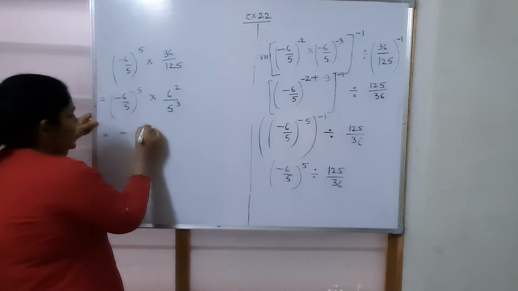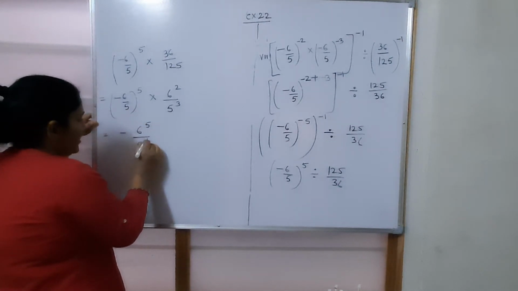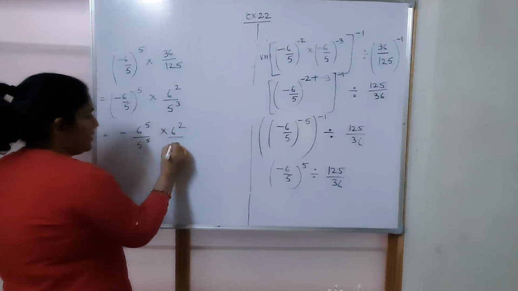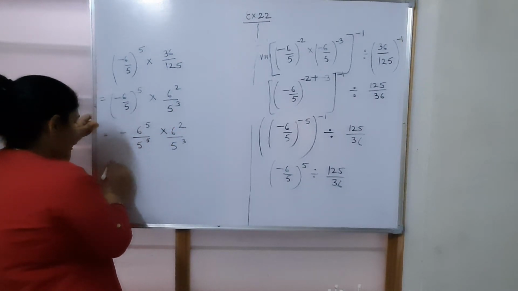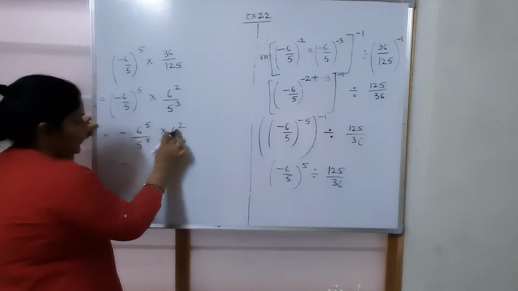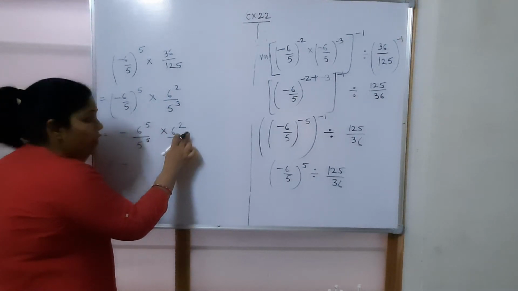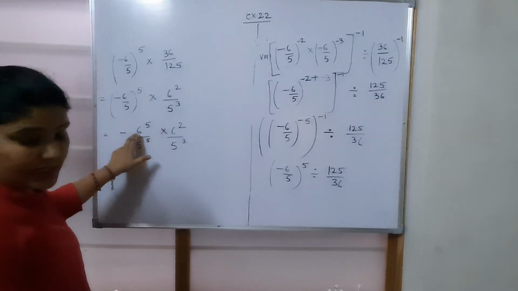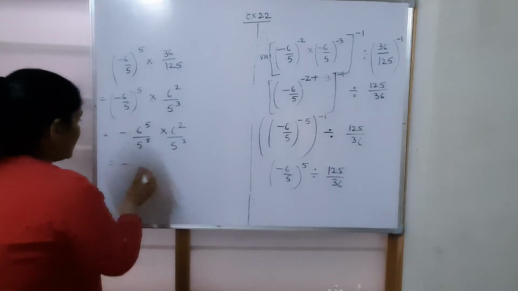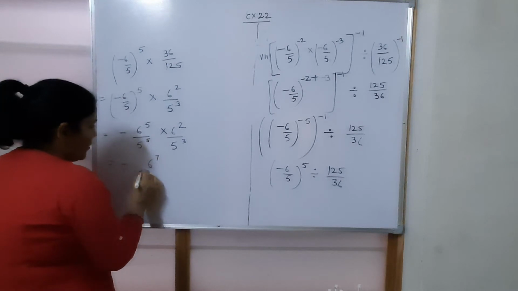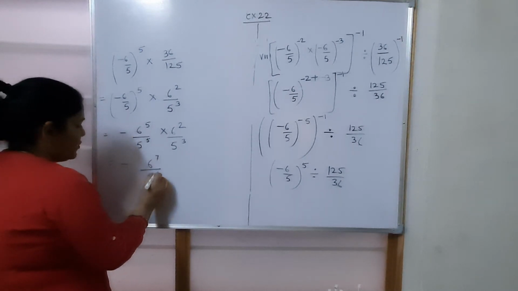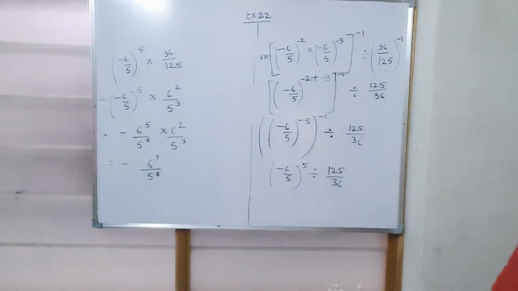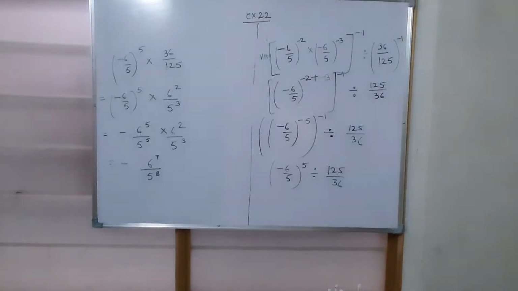And this can be written as 6 raised to the power 5 over 5 raised to the power 5. And here we have 6 raised to the power 2 over 5 raised to the power 3. Now just look here, how would you do that? Numerator will be multiplied with numerator. Bases are the same, the multiply sign is there, it means the powers will be added. So 6 raised to the power 7 and here 5 raised to the power 8. So it is going to be 6 raised to the power 7 and 5 raised to the power 8.